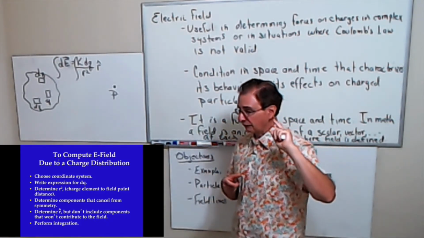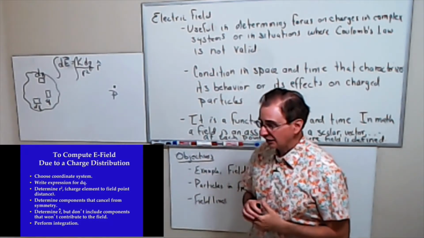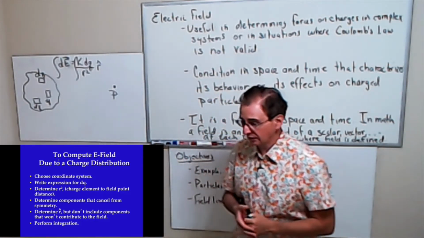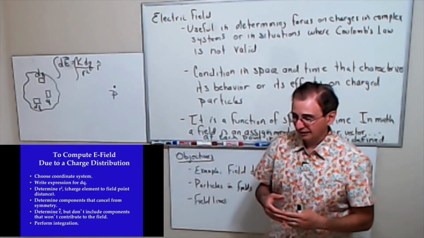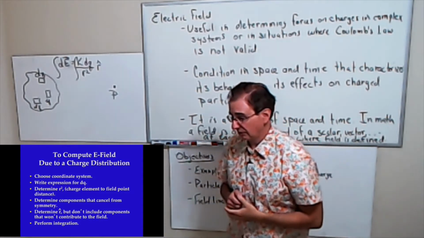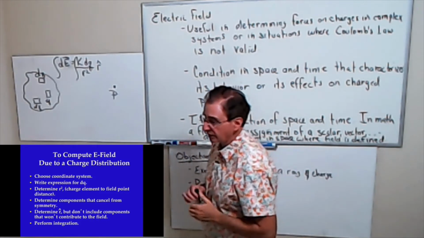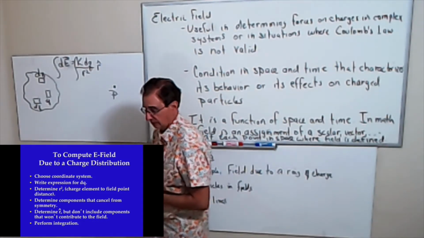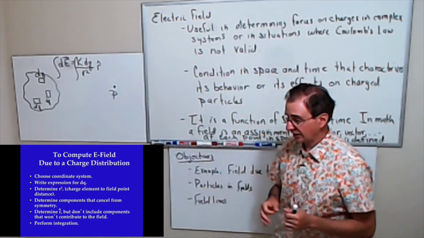But if your system has symmetry, and a lot of the problems will have symmetry, then you can ignore the components of r hat that will not contribute to the integral. The example I will do has this built into it. So once you find dq, once you find r squared, once you find r hat, you put this all together into this expression, and then you integrate it. And typically the integration is the easy part of the problem. Setting it up is the hard part.